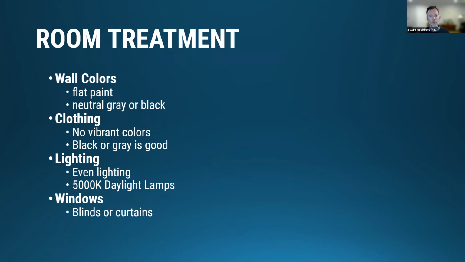So yeah, paint the walls neutral gray or black. Flat paint is important because we don't want the light to be bouncing back onto our images when we digitize them. Clothing, yeah, no hot pink, nothing too bright. Black or gray is good. Again, we don't want the light bouncing back onto the objects and casting any kind of awkward colors on the material. Right, and lighting, we recommend 5000K daylight lamps. You can fix this in post-production by using white balance, but it's good if you can get the lighting accurate up front, so there's less work to do in post-production. Also, if you have windows, I recommend getting blinds or curtains in there to eliminate any outside factors.